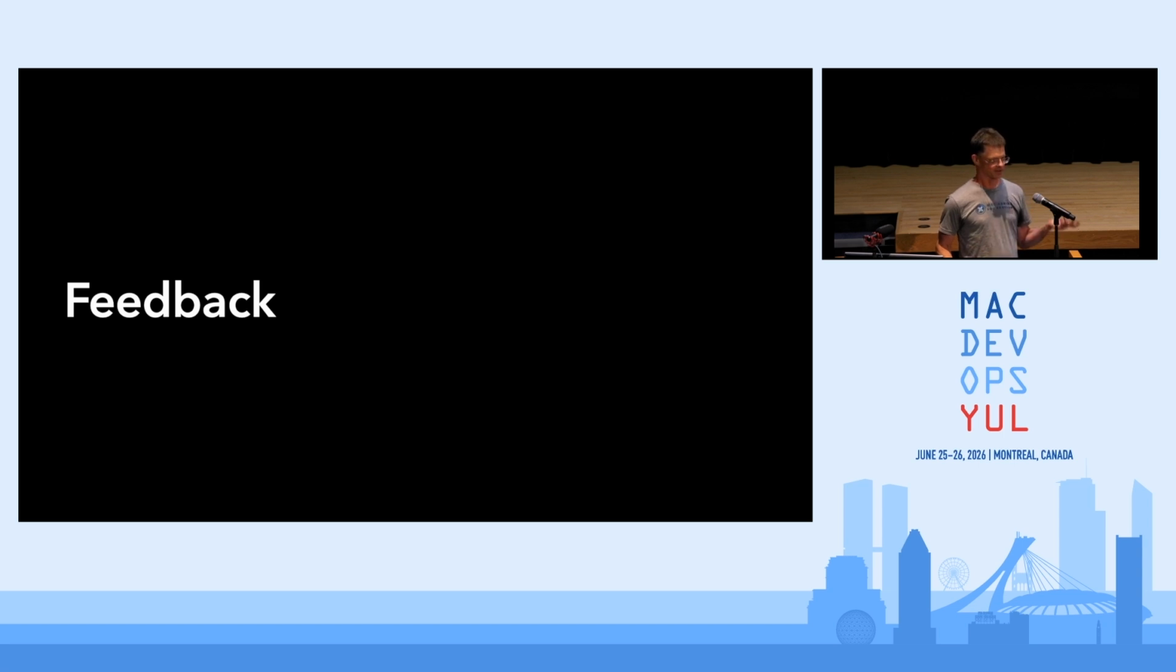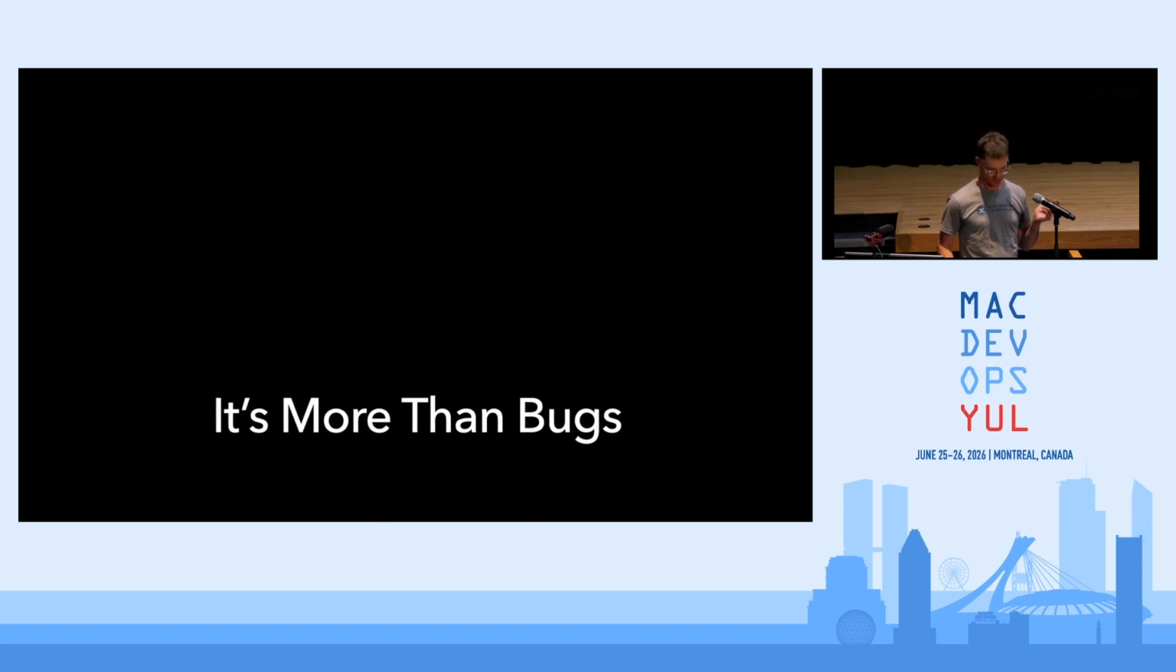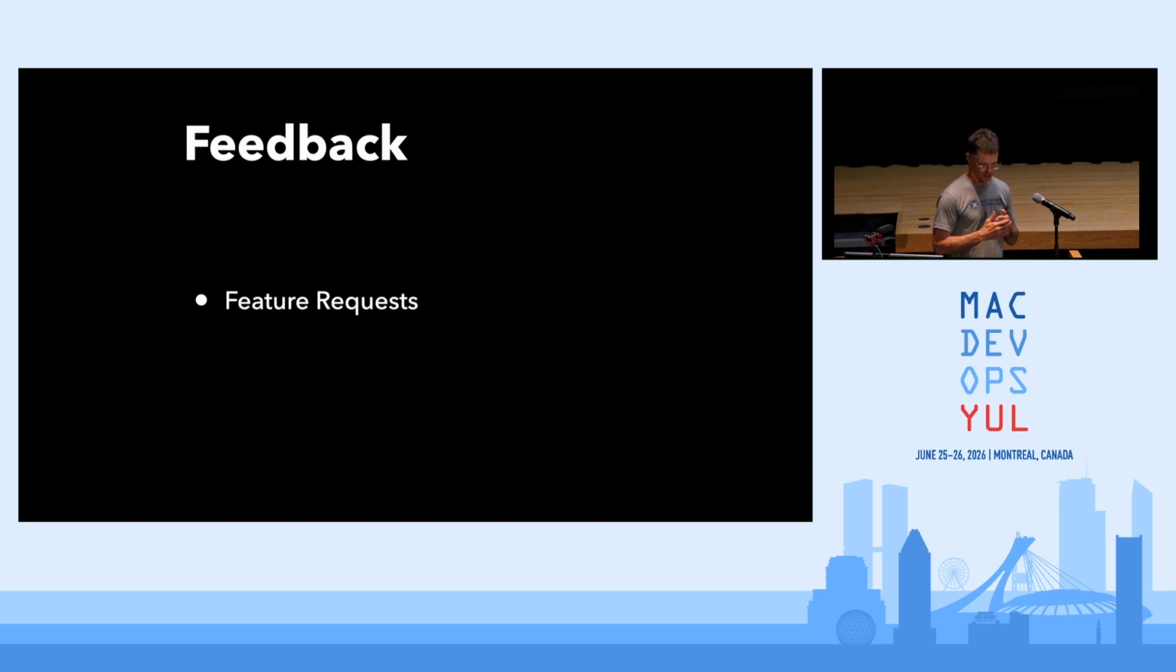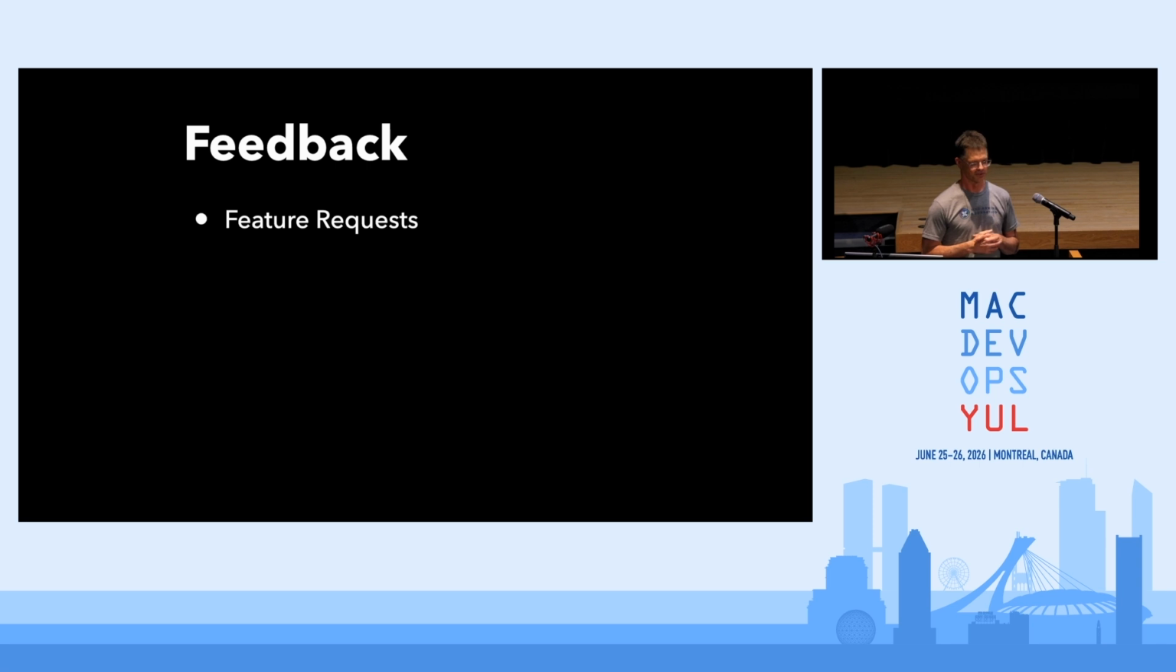So feedback, there's actually other kinds of feedback than just bugs. It's not always about bugs. Feedback could be in the form of feature requests. So you use a cool new tool and it does this thing really well, and you think, man, it'd be nice if it also did this other thing really well. The thing to keep in mind is not all feature requests are accepted.